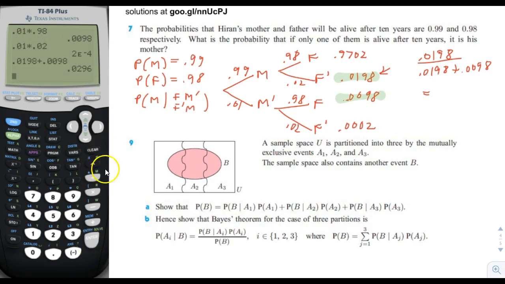That would be the denominator. And the numerator would be 0.0198 divided by that denominator. And that gives me 0.669. So the probability that it would be the mother that would be alive would be 0.669.